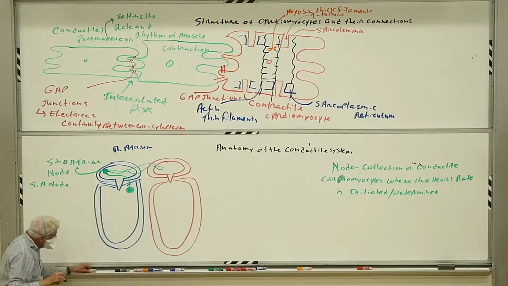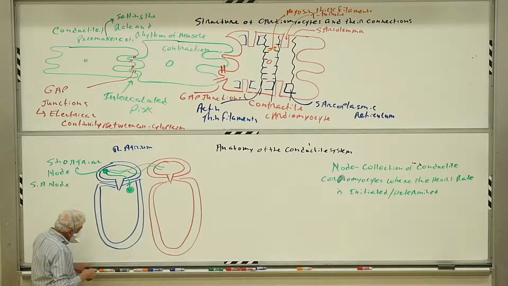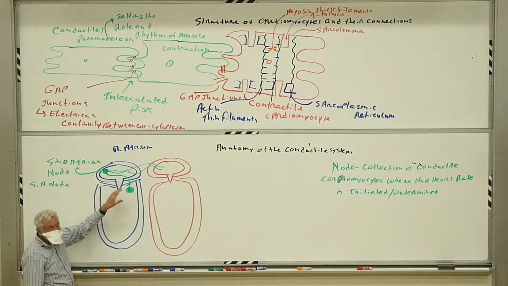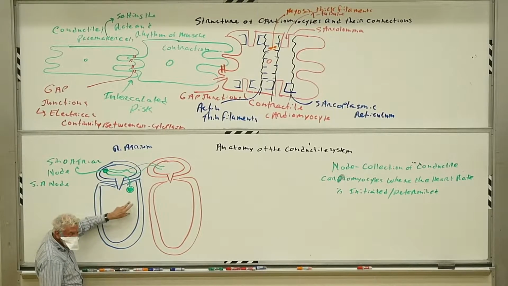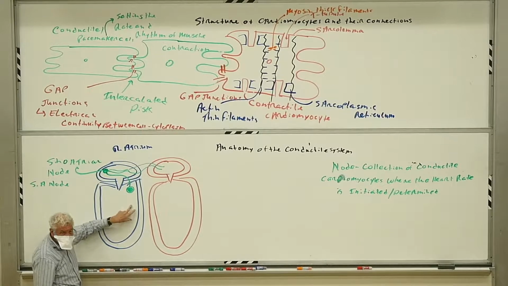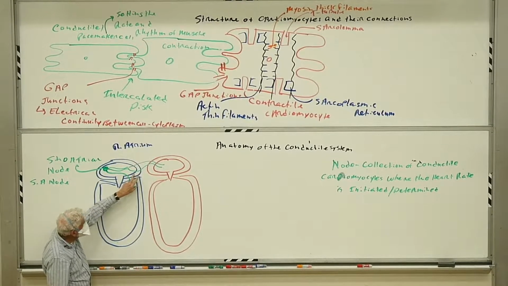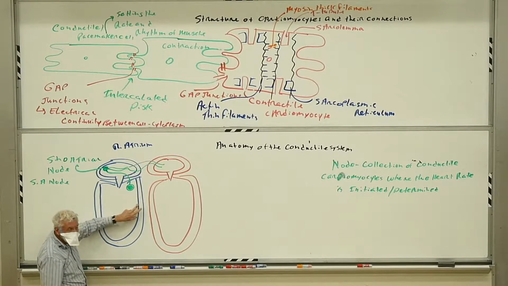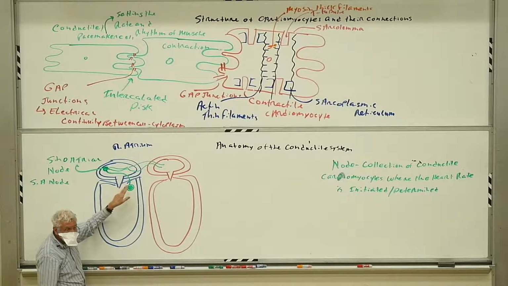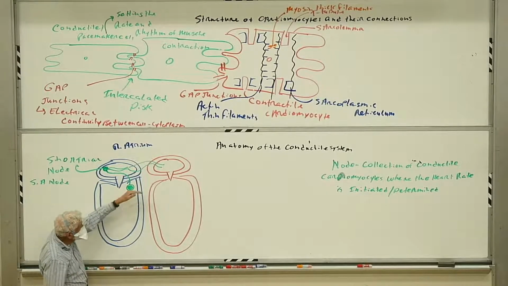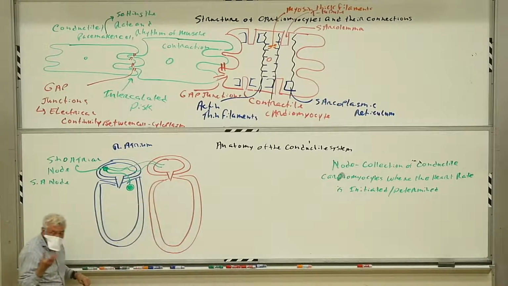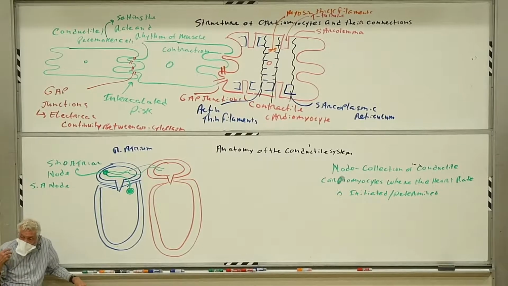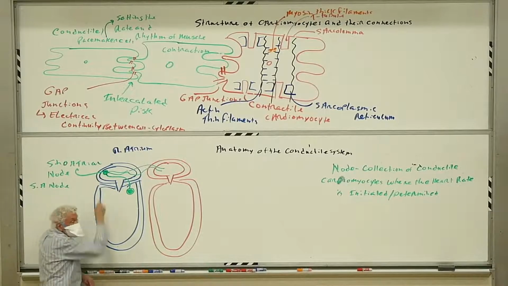Now, one of the things I need to impress on you is that there's no connection between the myocardium of the atria and the myocardium of the ventricles. The only connection between the atrial myocardium and the ventricular myocardium is through this conductile system. If you actually look in here, there's a very thin sheet of connective tissue that separates those two chambers. So the only place where we can get communication between the atrium and the ventricles is through this conductile system.